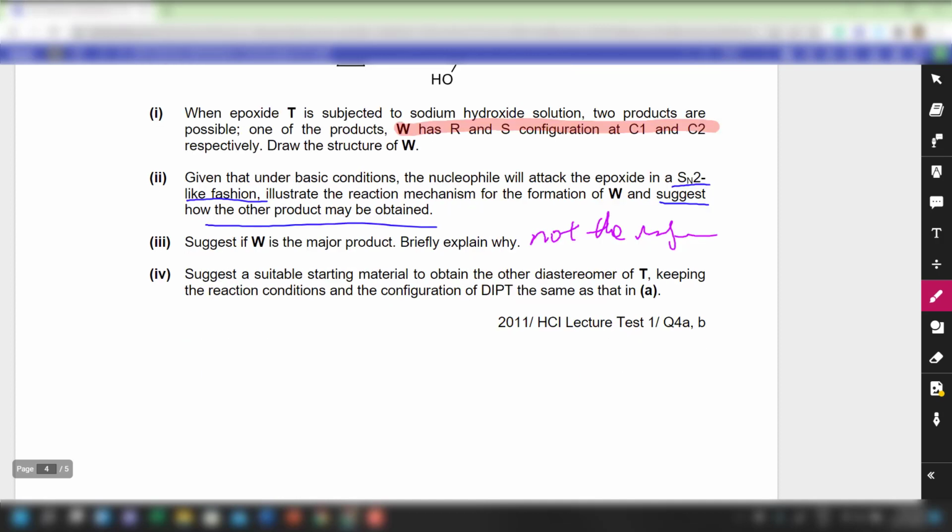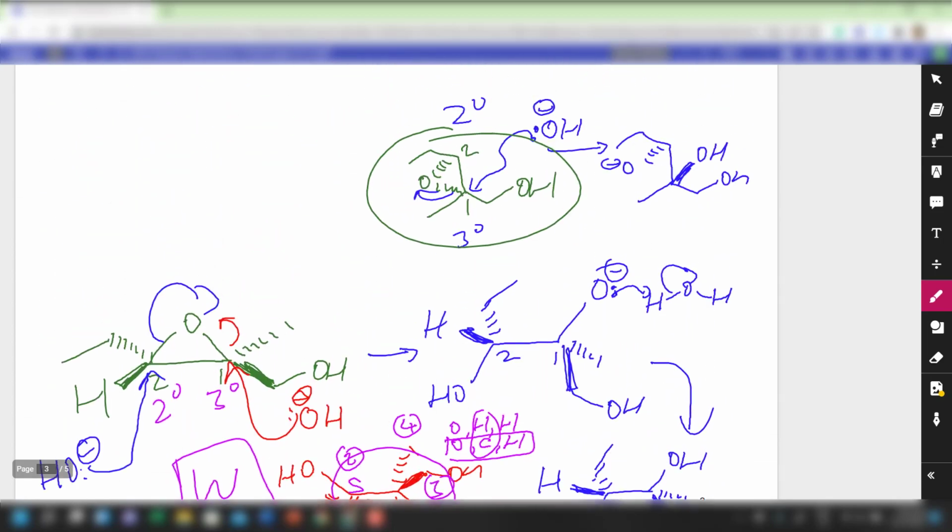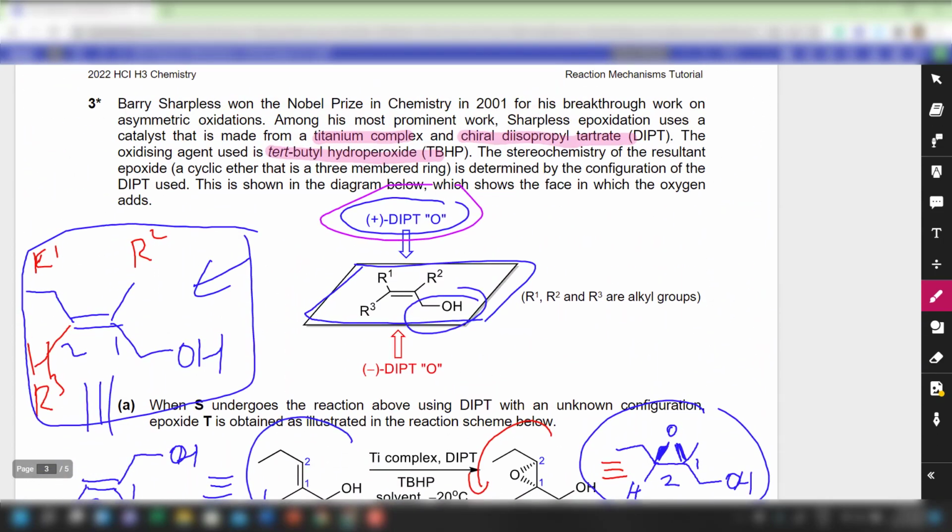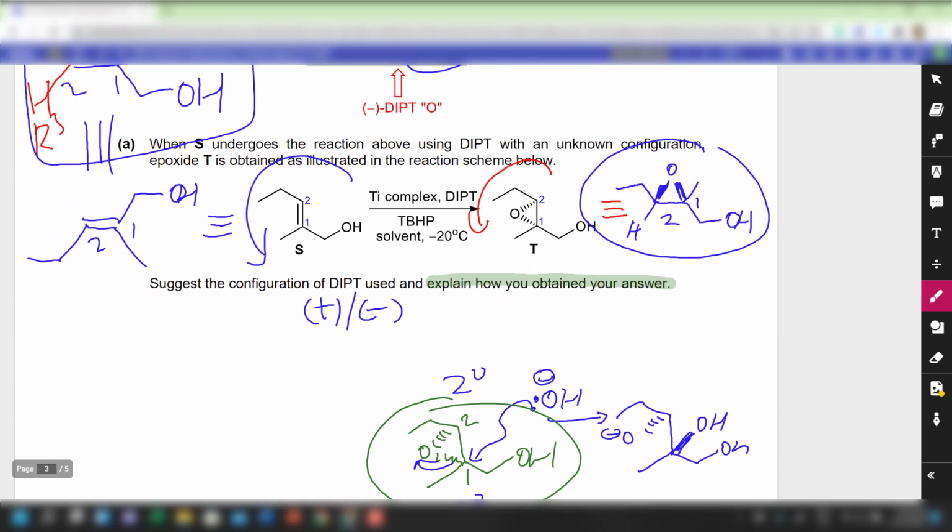Next, for part 4, you are supposed to suggest a suitable starting material to obtain the other diastereomer of T, keeping the reaction conditions the same. So we're going to use plus DIPT. For me to get the other diastereomer, maybe we'll make it easier. So I'm going to draw this like this, maybe.